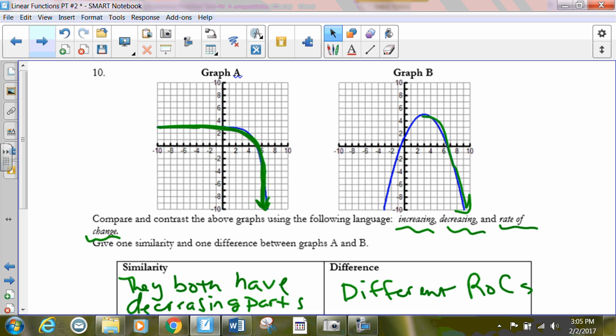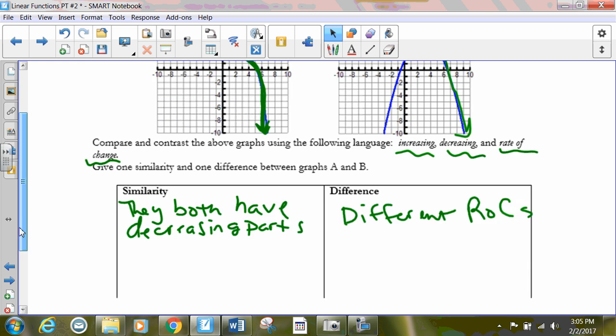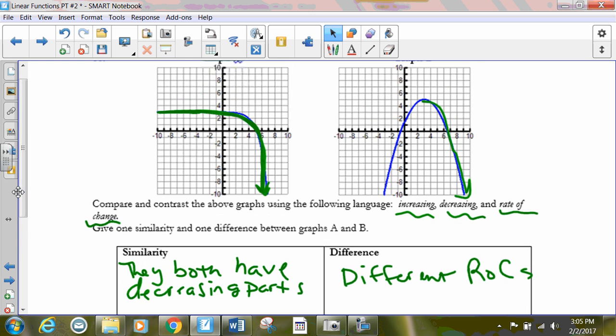If you get desperate, it is okay to say one's an exponential and one's a quadratic. You have, there, it's on record. You can quote me. But try not to get desperate. Try to use the words increasing, decreasing, and rate of change.